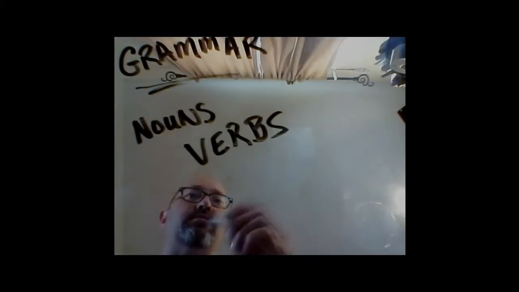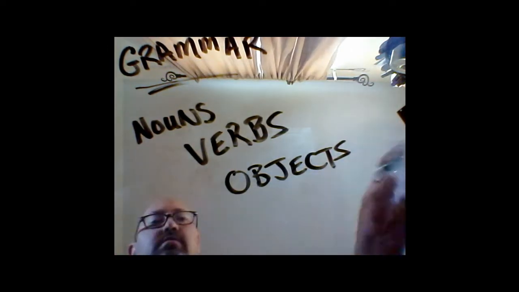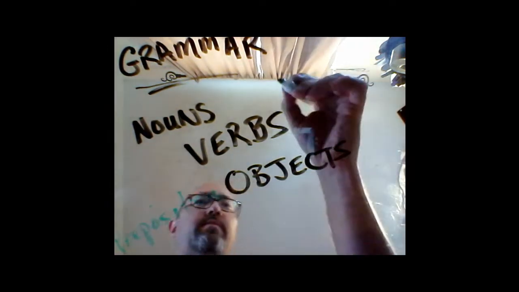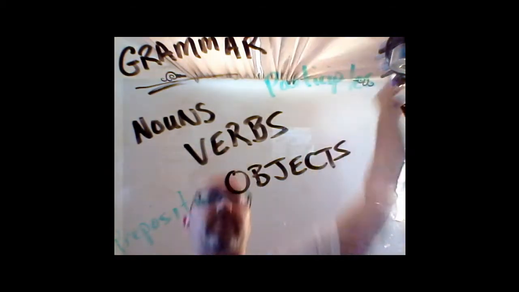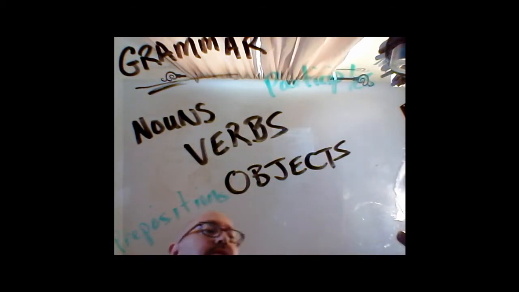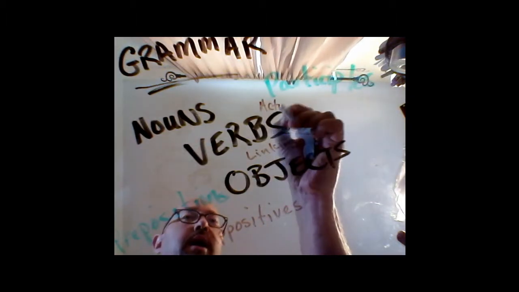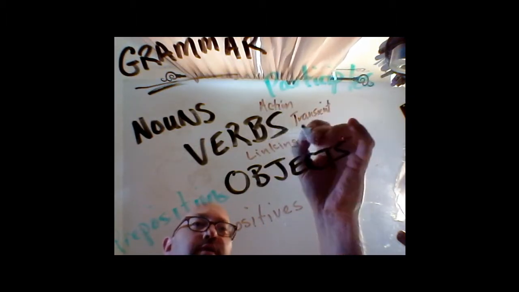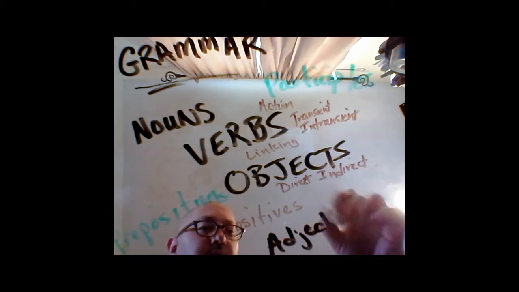Now, most of you think of grammar as all these different parts of speech: nouns, verbs, objects, prepositions, participles, appositives, gerunds, all these different parts of speech that for many of you kind of blur into one big confusion, because in verbs we've got action verbs, linking verbs, transitive verbs, intransitive verbs, we've got direct objects, we've got indirect objects, we've got predicate adjectives, predicate nominatives, and on and on and on.